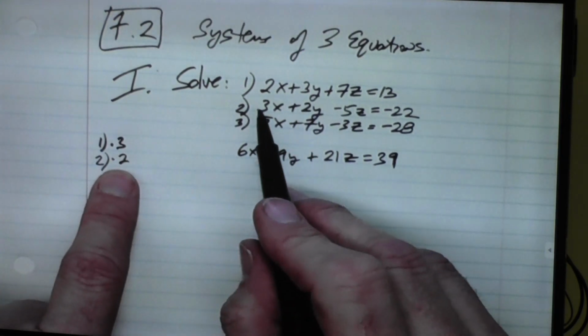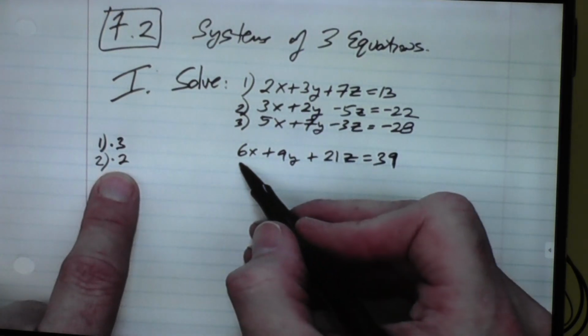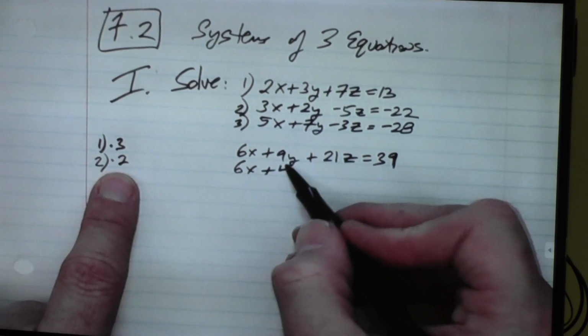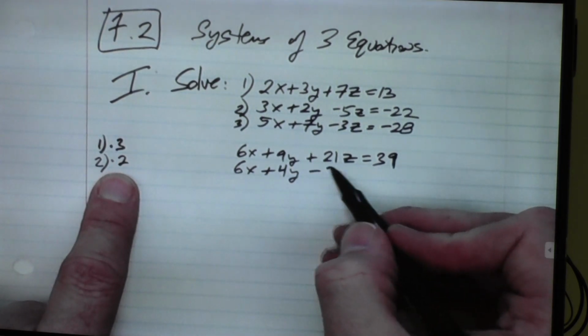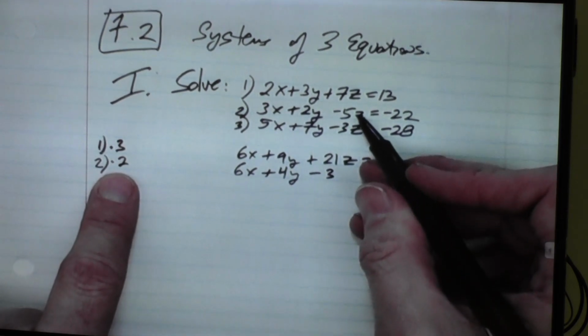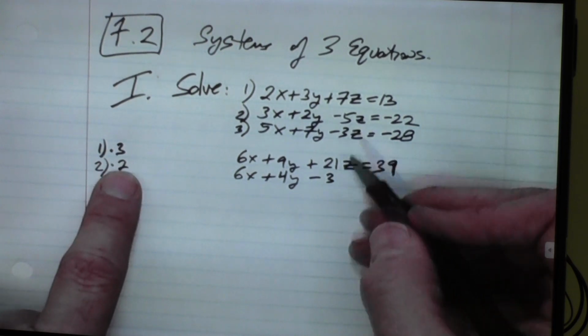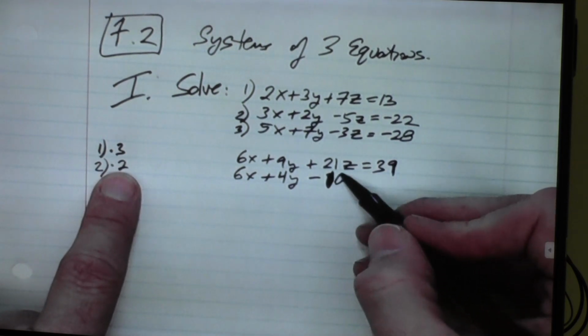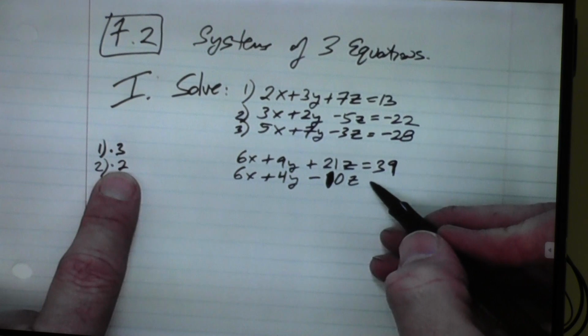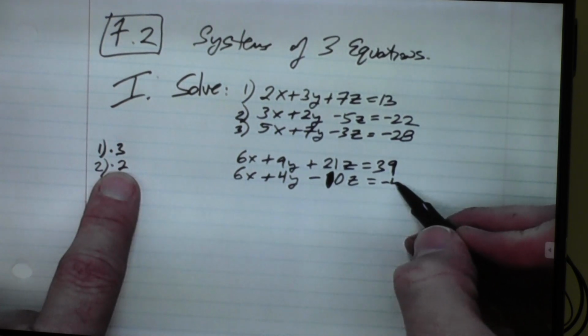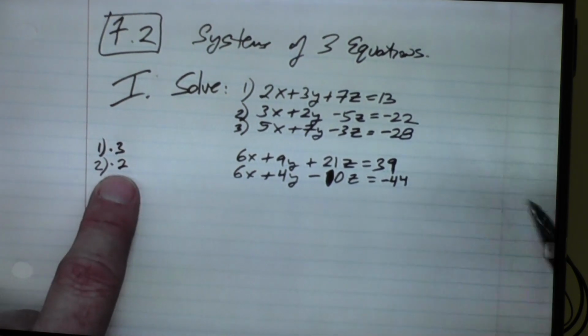I'm going to take the second one, I'm going to multiply everything by 2. So that's 6x plus 4y minus 2 times 5 is 10. I don't know why I put a 3 there, but let's make it a 10. 10z equals negative 44. 2 times the negative 22.